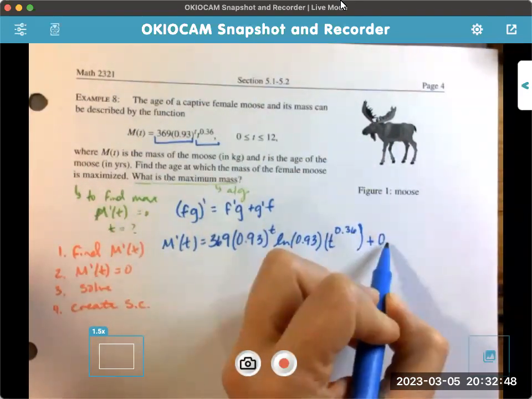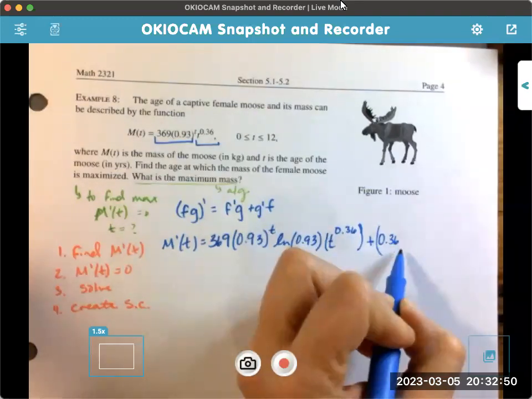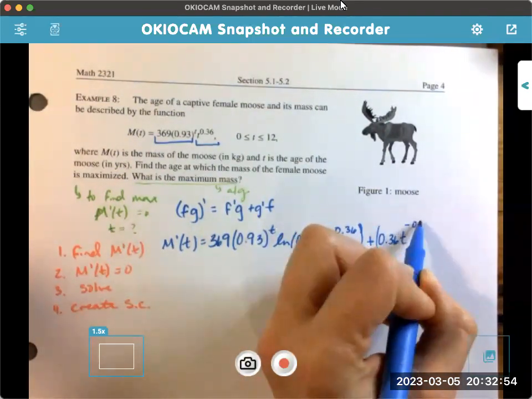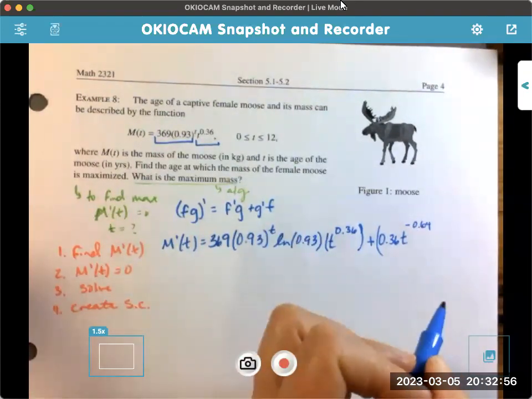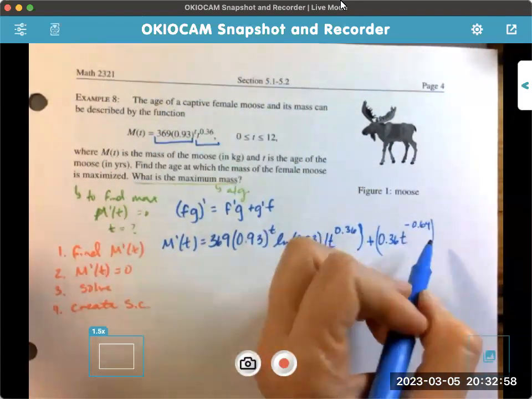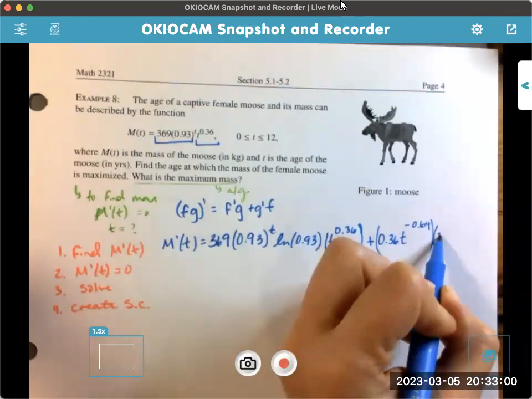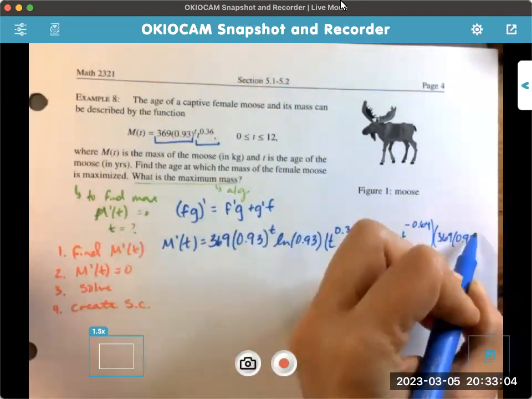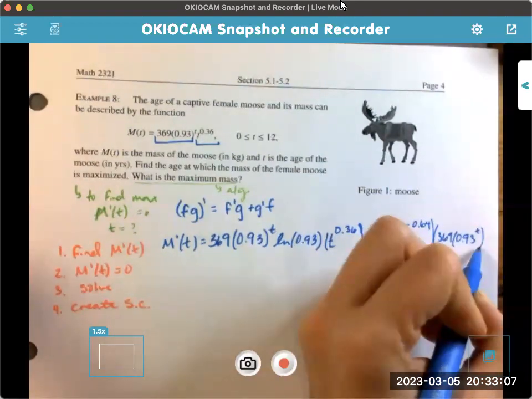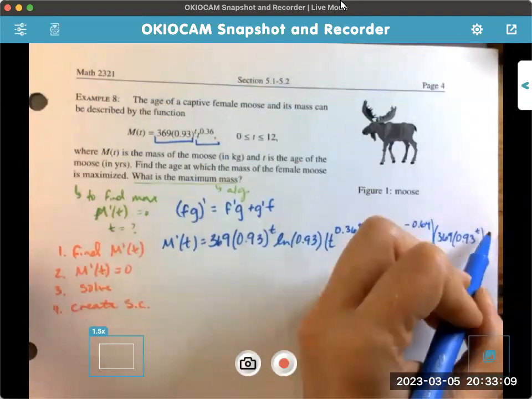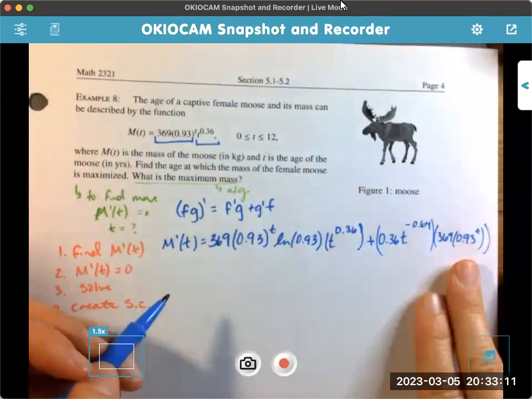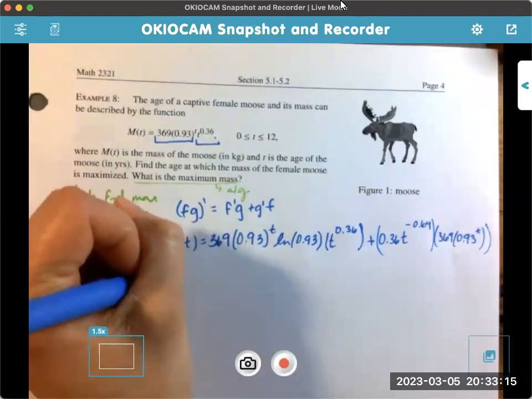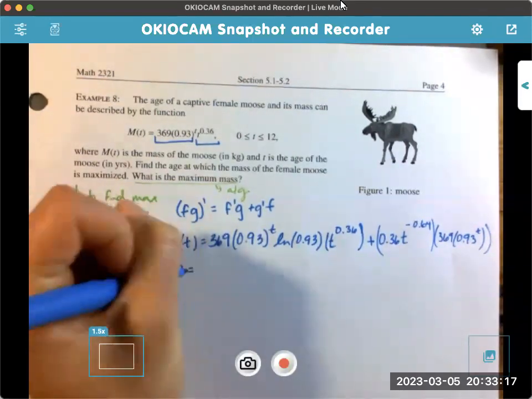prime. This is just plain old power rule, so it's 0.36 t to the negative, what, 0.64, if I can subtract in my head, times just plain old f. That's 369 times 0.93 to the t. Okay, and I would recommend leaving it like this. Don't try to factor it out. Just don't get fancy on me. We're going to set it equal to 0.